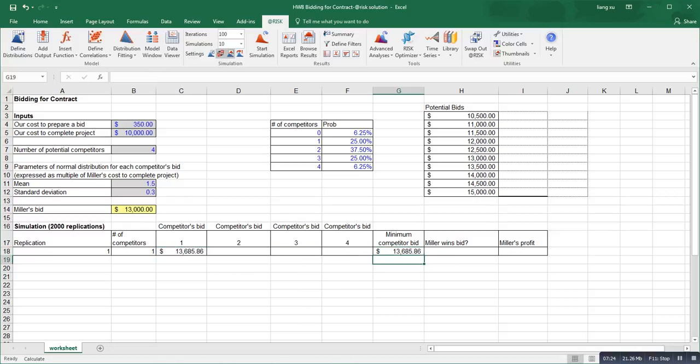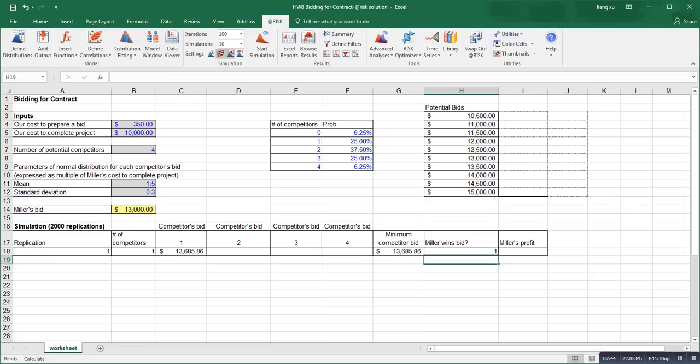And Miller's Construction only wins a bid if the bidding amount is less than the minimum bid. Then Miller's Construction would win, with 1 representing win and 0 representing lose.